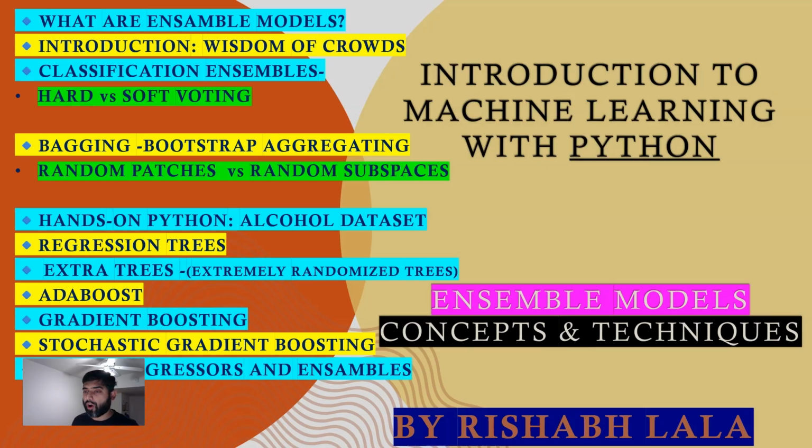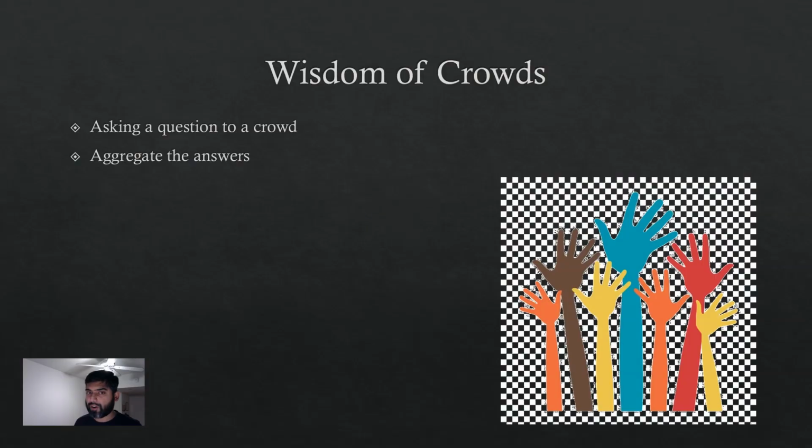What's AdaBoost or the gradient boosting algorithm? These are pretty popular in making predictions and one of the most cliche algorithms that are used in machine learning. What do we mean by stochastic gradient boosting? And what do we mean by voting regressor and ensembles? All right, let's dive right in to the idea of wisdom of crowds.